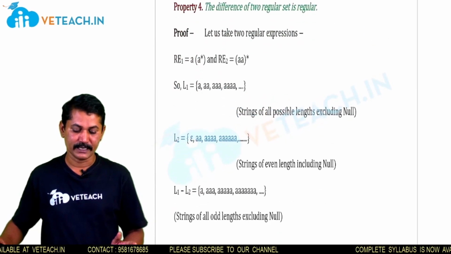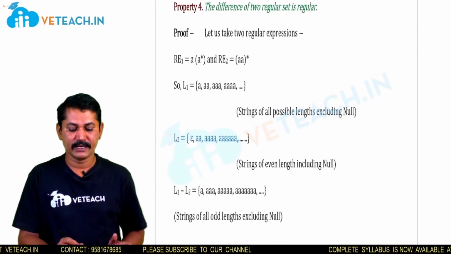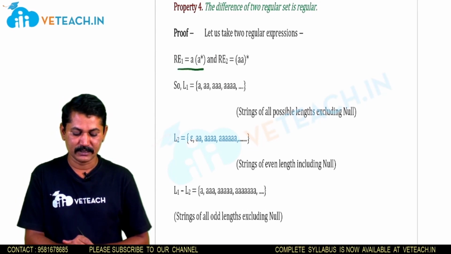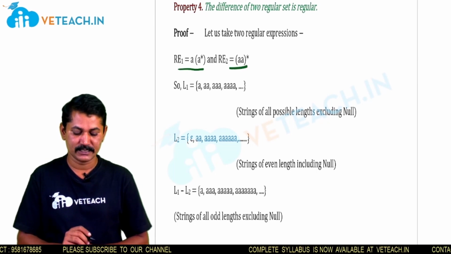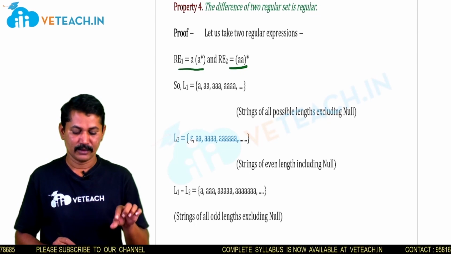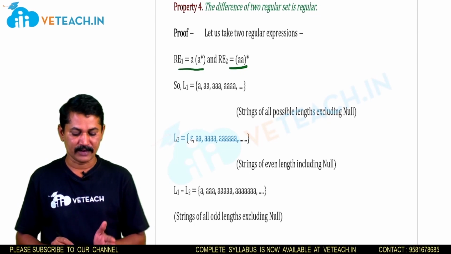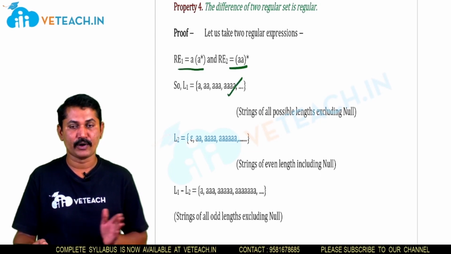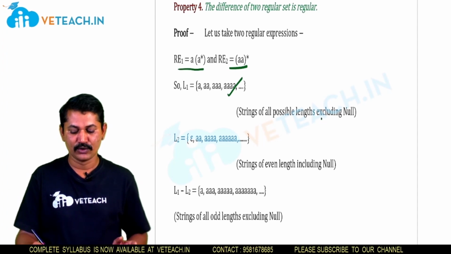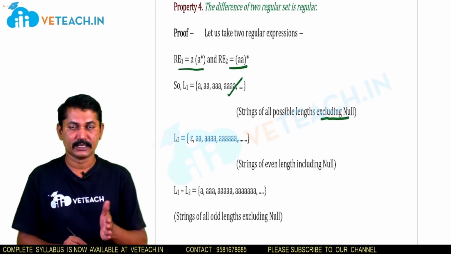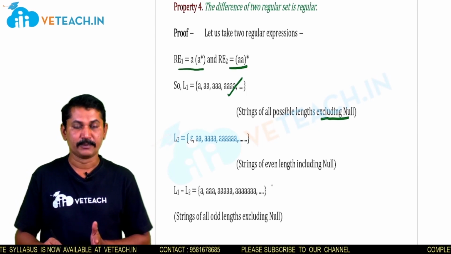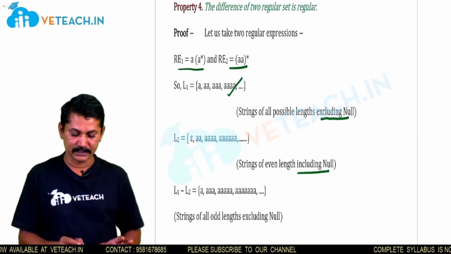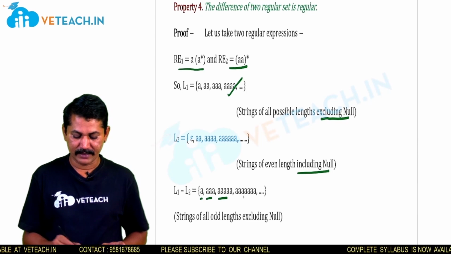And the fourth property is: the difference between two regular sets is regular. Now consider two regular expressions. We are going to take the difference between the two regular expressions after converting them into languages. For the first one, the language is strings of all possible lengths excluding null. Whereas for the next regular expression, the language is even length strings including null. Then the difference between these two is like this: A, AAA, five A's, seven A's.